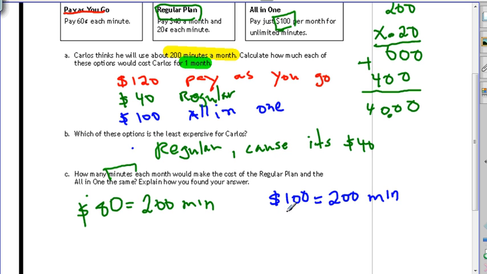What happens if I doubled the minutes for green? So this would be 400 minutes, right? But the double of 80 is 160. So that's way too much. I want to somehow get them close to $100. So I can't just double this $80 into 200.